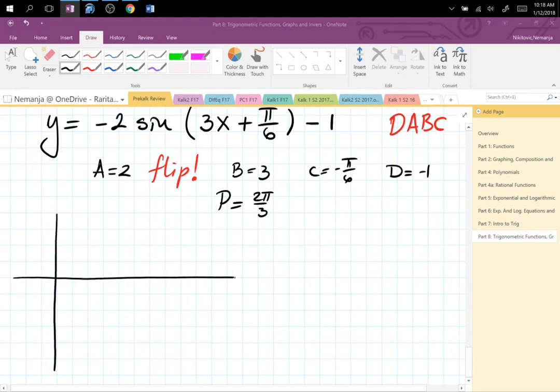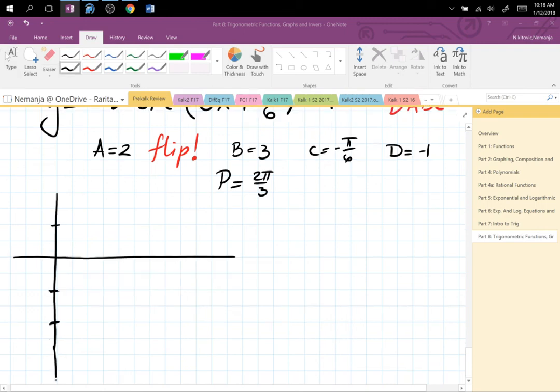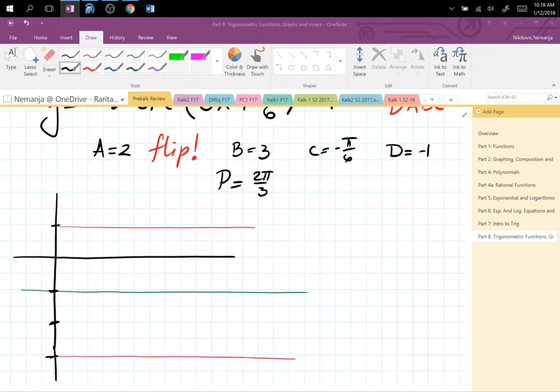So we have 1, negative 2, negative 3. I don't know what we're going to need. We are going to have the green line, the midline, at negative 1. We are going to have the red lines at 1 and negative 3 because we have to go 2 units from the green line. So we have negative 1, 0, positive 1 up there. Negative 1, negative 2, negative 3. That's it. That's the x-axis and the y-axis.